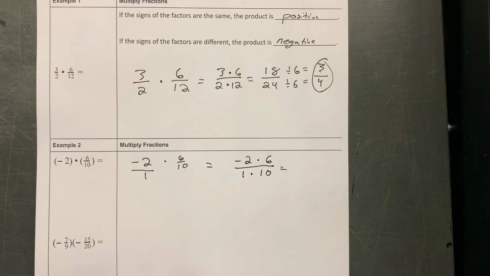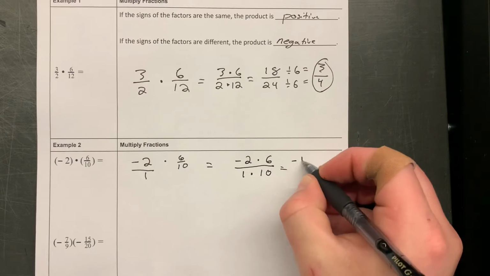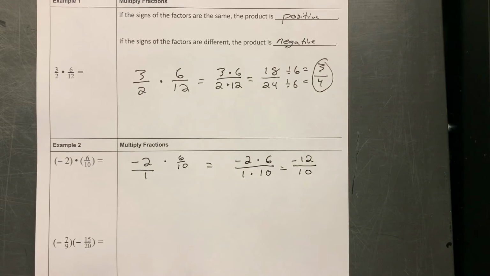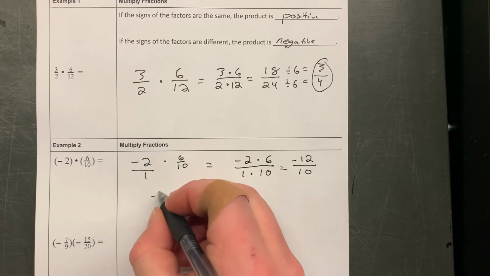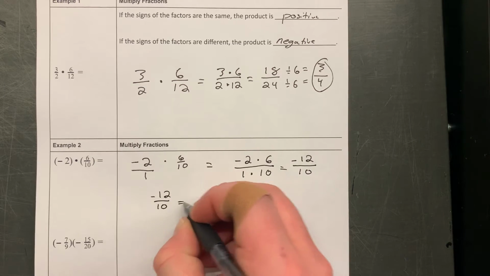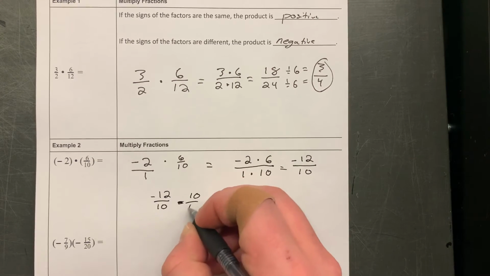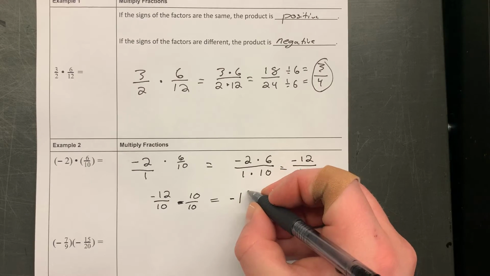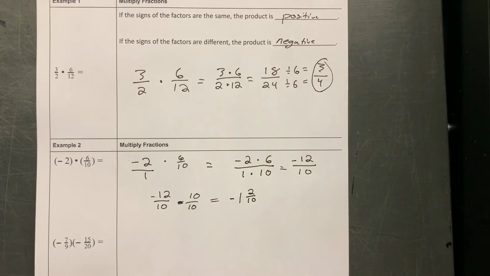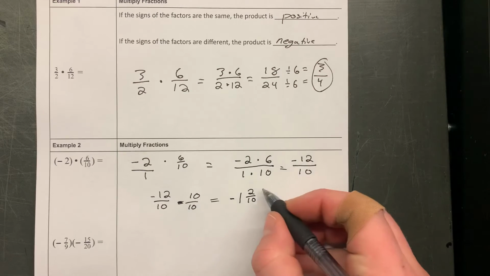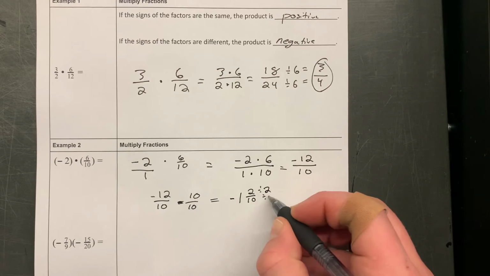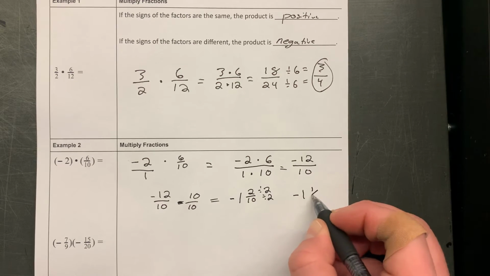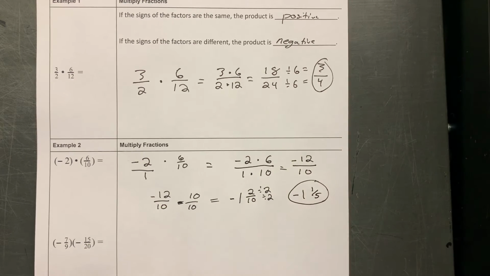Across the top, I multiply. Negative 2 times 6 is going to give me negative 12. 1 times 10 gives me 10. I can reduce this down by taking away a 10. Minusing 10 over 10 for a whole, which gives me negative 1 and 2/10. I know I can reduce 2 down by dividing by 2 and 10 down. So now I have negative 1 and 1/5. It's my final answer.